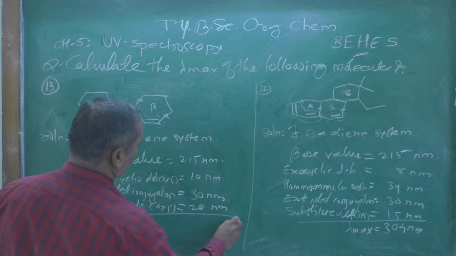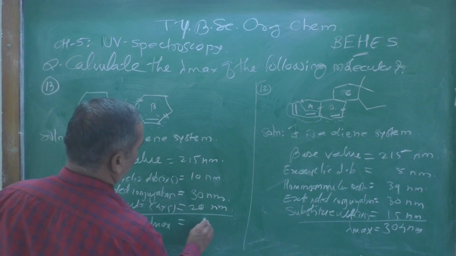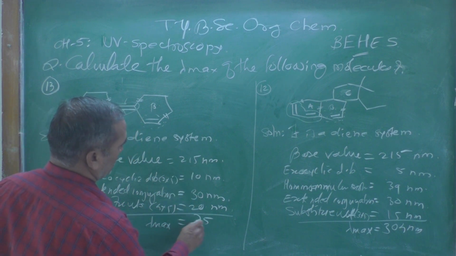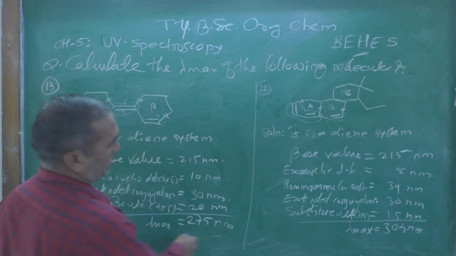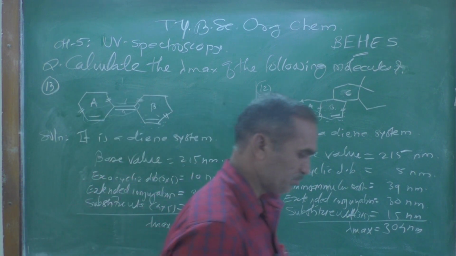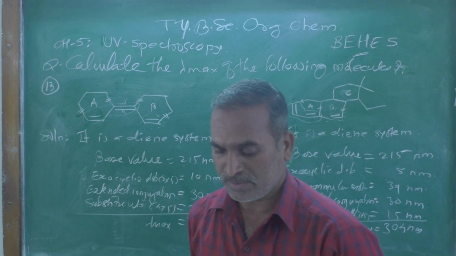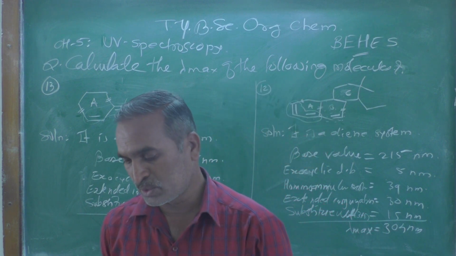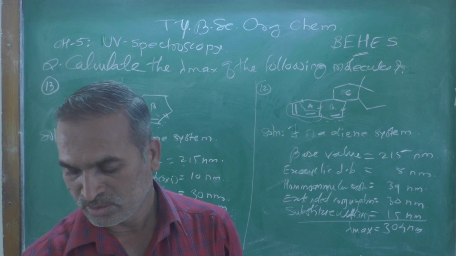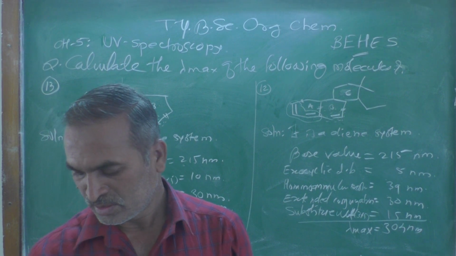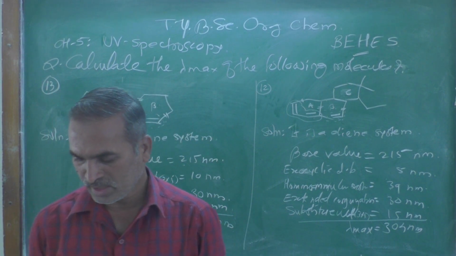And now here you can write down lambda max. It comes to 215 plus 10, 225, plus 30, 255, plus 20, so 275 nanometer. This will be the answer to this question. So in this way you can calculate the lambda max of any molecule by using the Woodward-Fieser rule, right?